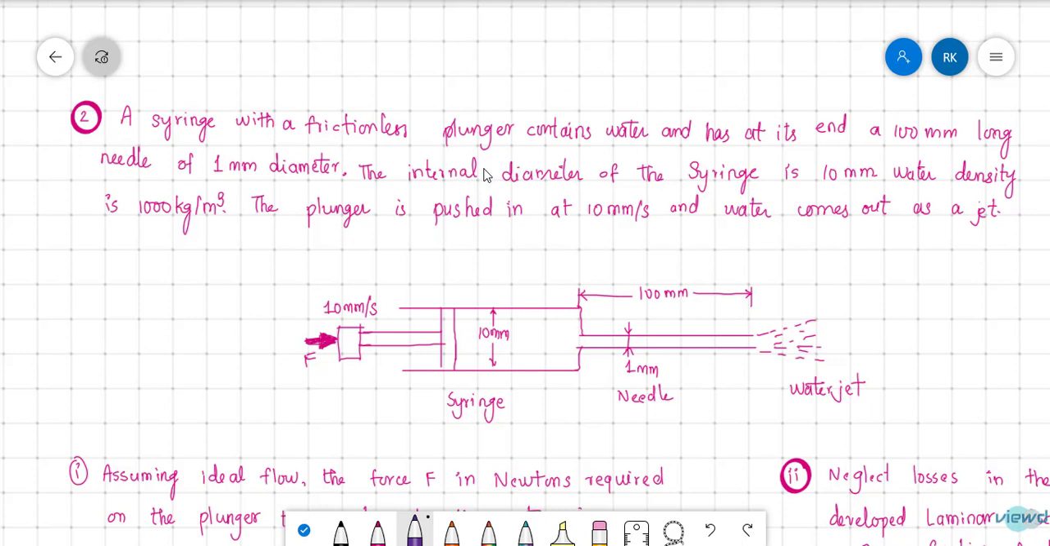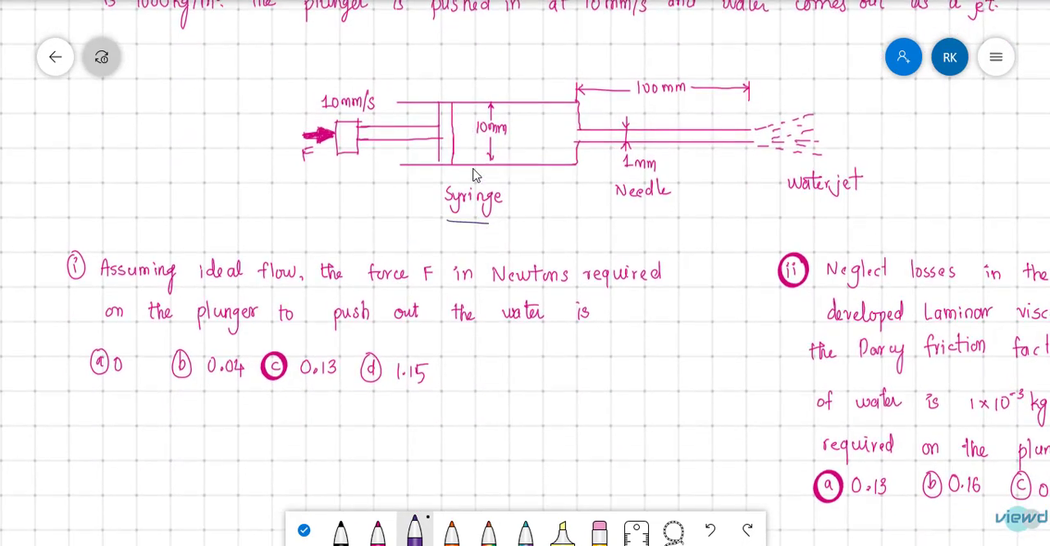A syringe with a frictionless plunger contains water and has at its end a 100 mm long needle of 1 mm diameter. The internal diameter of the syringe is 10 mm. Water density is 1000 kg per meter cube. The plunger is pushed at 10 mm per second and water comes out as a jet. So this is the figure. This is the syringe and this is the needle. Needle is of 100 mm length and the diameter of syringe is 10 mm. Diameter of needle is 1 mm.